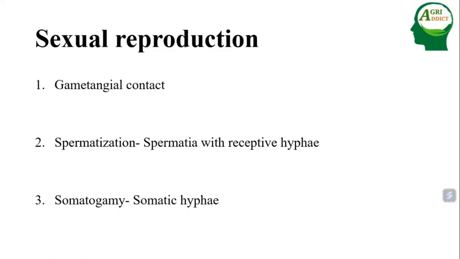Coming to sexual reproduction in case of ascomycetes, it is gametangial contact with the help of fertilization tube. Spermatization means spermatia with receptive hyphae. Somatogamy means fusion of vegetative or compatible somatic hyphae.